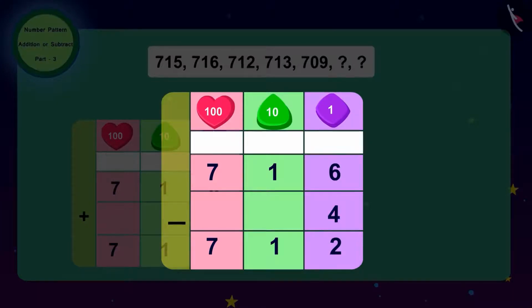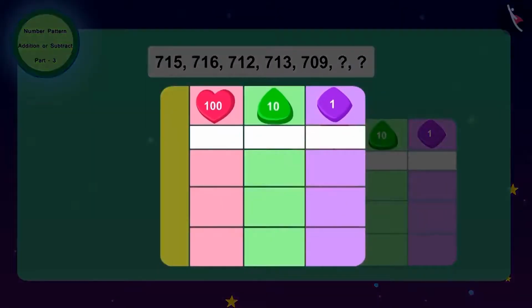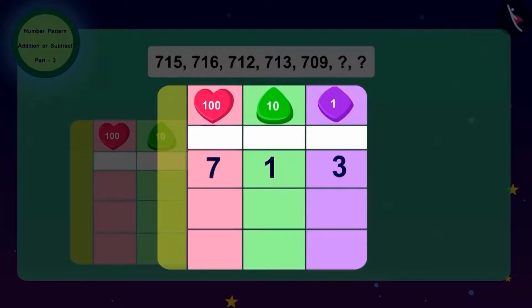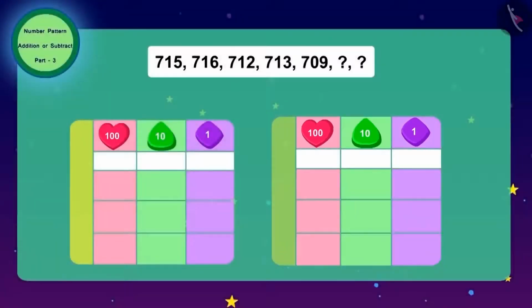Absolutely correct. Now let's look at the numbers after this. What do we have to do to get 713 from 712? We need to add 1. And what do we have to do to go from 713 to 709? We will have to subtract 4. Likewise, to get the pattern of this code, we will have to first add 1 and then to get the next number, we will have to subtract 4. And this has to be repeated.